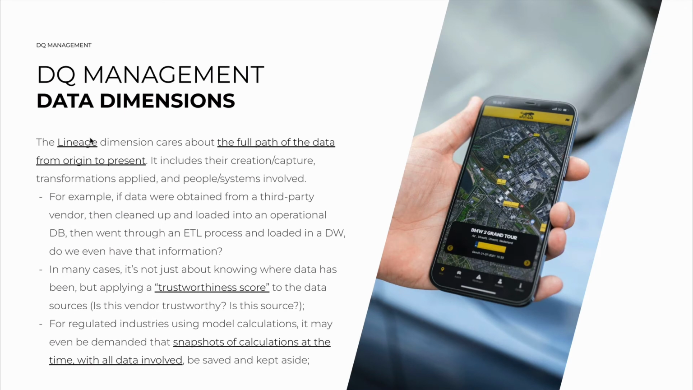Then the lineage dimension deserves its own mention, and this is one of the most important ones, especially for regulated data. This dimension cares about the full path of the data from origin to present. It includes the creation or capture of the data, all the way through the transformations applied and the people and systems involved. For example, if we obtain data from a third-party vendor and they were cleaned up and loaded into an operational database, then went through an extract, transform, load process and loaded into a data warehouse, do we even have that information? What specific changes occurred at each stage, and who was involved in each? Do we even know that?